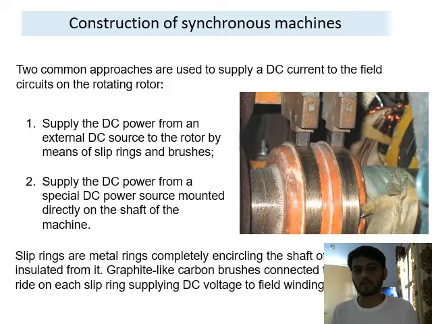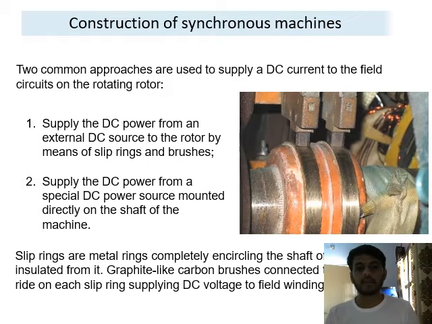What we use is to supply the DC power from an external DC source to the rotor by means of slip rings and brushes. Or supply the DC power from a special DC power source mounted directly on the shaft of the machine. So these are the two possible ways we can supply the DC power to the rotor.